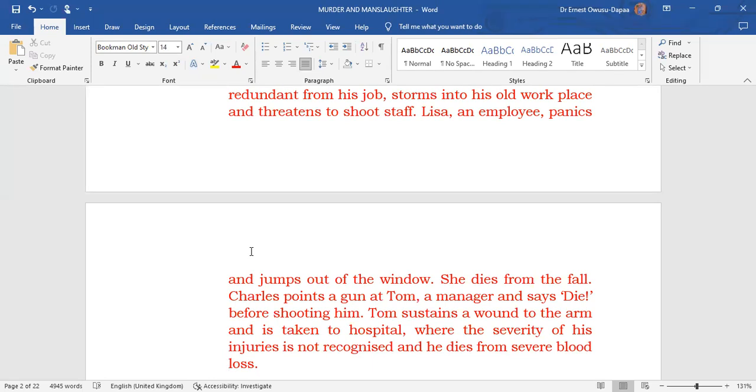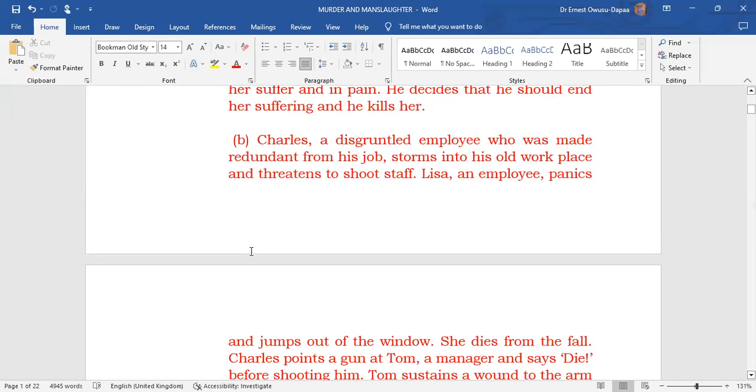Hello, my lord. Good evening. Yes, good evening. Please, I think there's intent to kill because when he stormed, one, he was disgruntled. Two, he stormed the building. Three, he threatened to shoot. So he had the intention to shoot, just that the intention couldn't manifest, as in he didn't shoot. So in that case, the intent is there, but the actus reus wasn't formed. So the murder here, I think there is no murder.